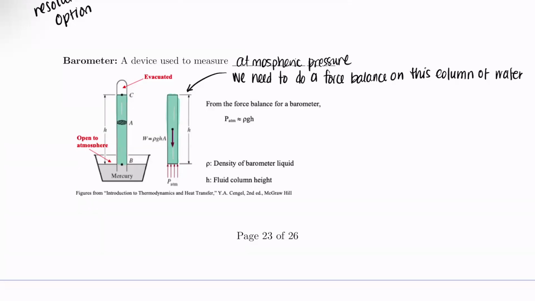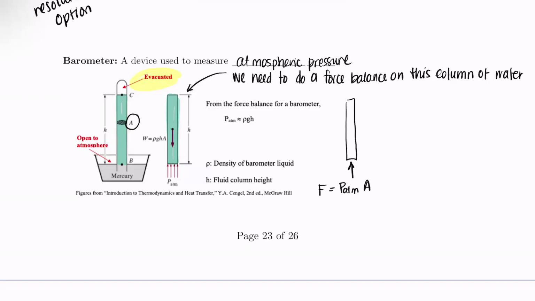I also want to make note that this is evacuated at the top of this container. So we're assuming that there's a vacuum here. There's no pressure at the top of the water in this column. It's kind of already drawn here on this picture. We have on this column of water an applied force due to the atmospheric pressure. So the force here is P atmosphere times A, our cross-sectional area.